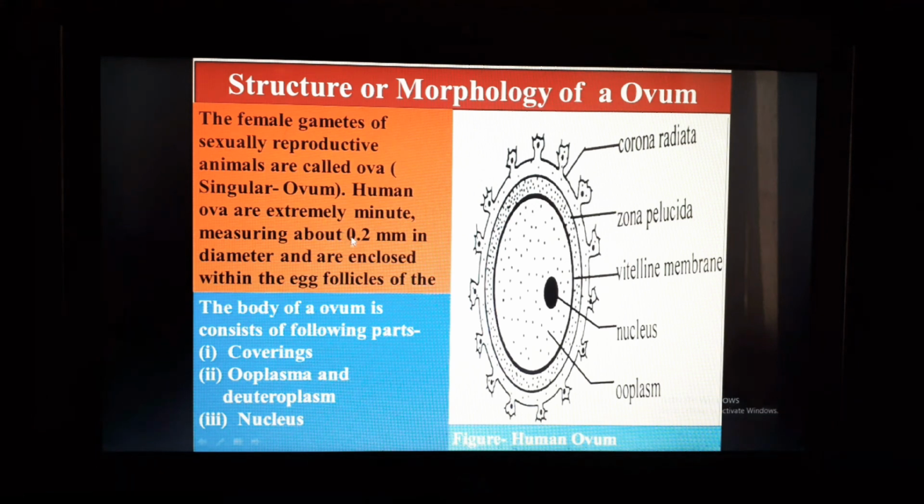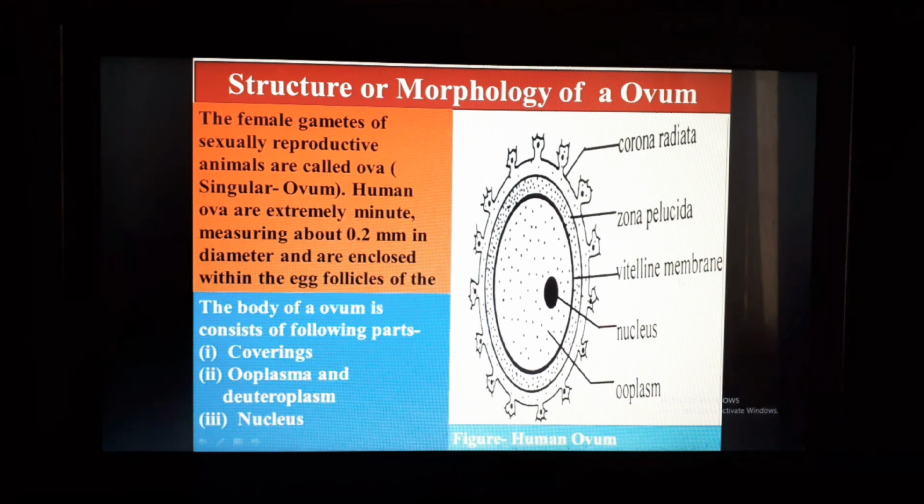Of the ovaries. Human ovum consists of the following parts: number 1, coverings, number 2, ooplasm and deuteroplasm, and number 3, nucleus. First of all, coverings. All ovum coverings are divided into 3 parts, which are called vitelline membrane, zona pellucida and corona radiata. Students, the coverings of ovum consist of 3 parts. Number 1, vitelline membrane, number 2, zona pellucida, and number 3, corona radiata.